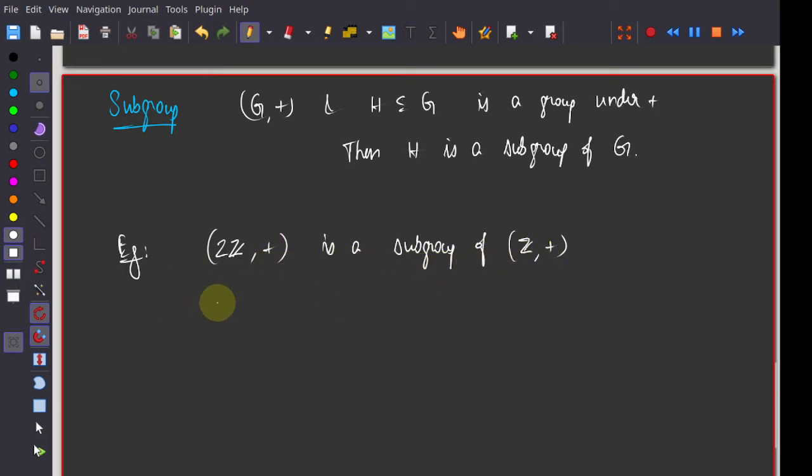More generally, you take any positive integer, aZ is a subgroup. Well, in fact, for any non-zero integer.